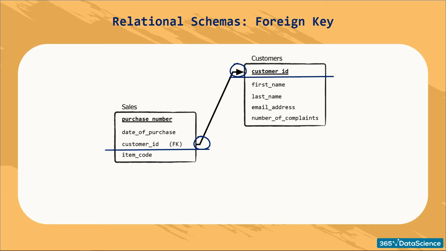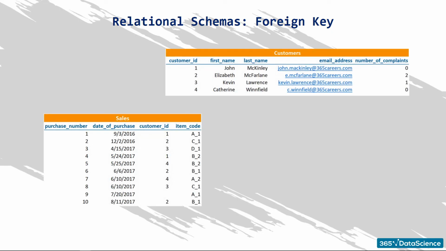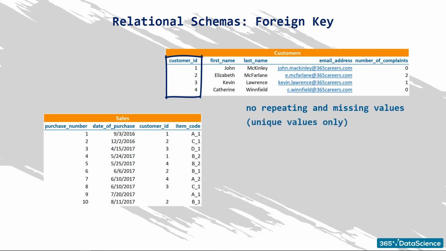Don't worry, the arrow won't be straight. What matters are its start and its end. Observe the following example from our sales database to avoid confusion between primary and foreign keys. In the customers table, customer ID contains different values. That is, different numbers are stored on every row, and there are no missing values. This complies with the requirement for primary keys to contain unique values only.